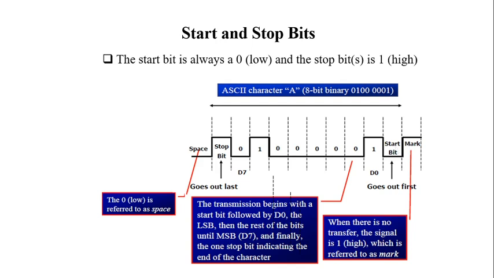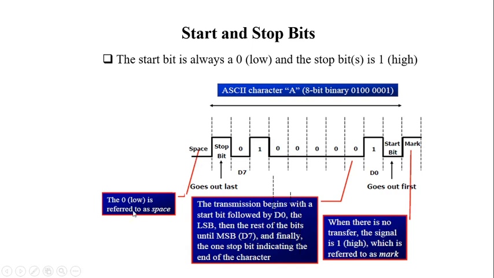So, that goes first, the start bit. Then your 8 bits of data, that is the ASCII character A in 8-bit binary, will be sent D0 to D7. These 8 bits of the ASCII character A will be transmitted, and then your stop bit, which is always high, will get transmitted. It goes out last and indicates that your data transmission has stopped.